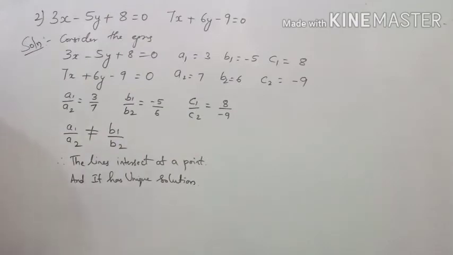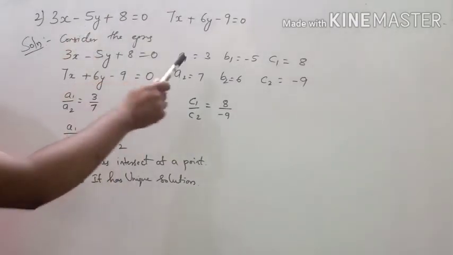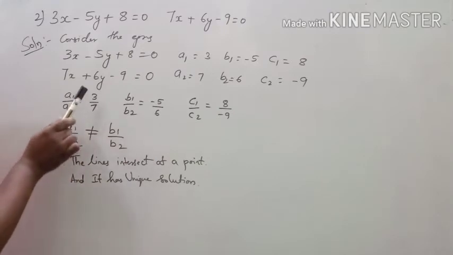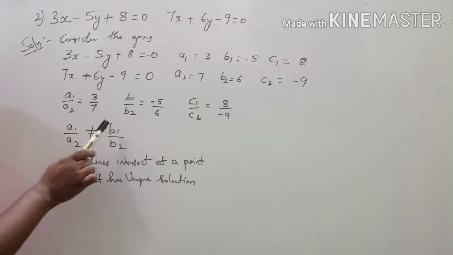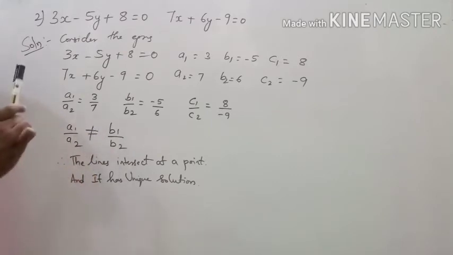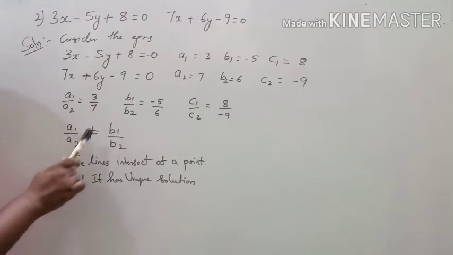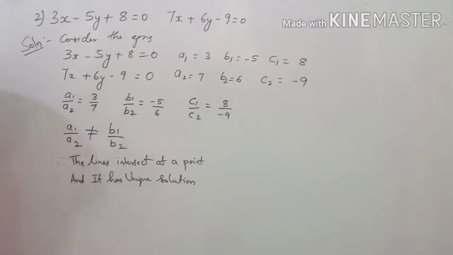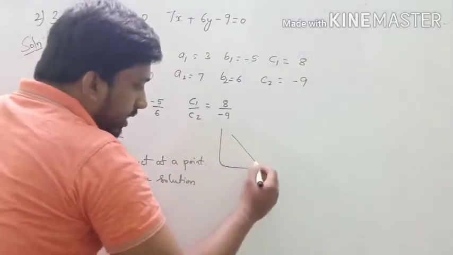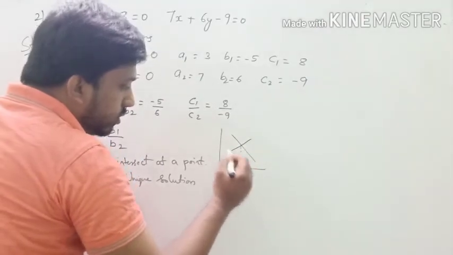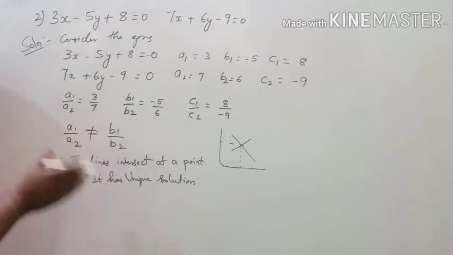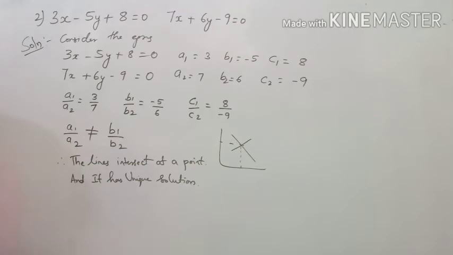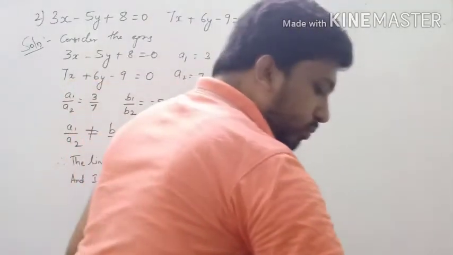So I hope you people are understanding. I have taken just the equations, taken the ratios and just compared. Here 3 by 7 is not equal to minus 5 by 6. Hence A1 by A2 is not equal to B1 by B2. So I told in the first condition, if a1 by a2 is not equal to b1 by b2, then these lines, what happens in the coordinate system, they intersect and some particular unique solution will be getting. So therefore it has a unique solution, it is consistent and the lines intersect. I hope you people are understanding. Let me do the final problem for today.